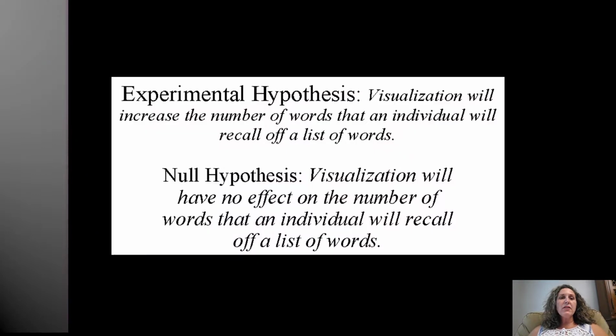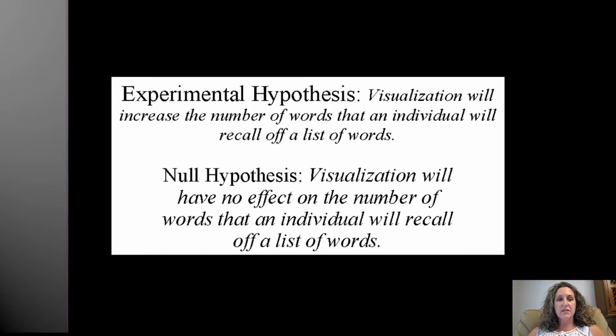All right, so everything starts with a hypothesis. A hypothesis is basically an educated guess. An example would be visualization. That's where you close your eyes and visualize something happening. It will increase the number of words that an individual recalls off a list. In other words, if I give you a list of words, if you close your eyes and visualize those words, you'll remember more of them.